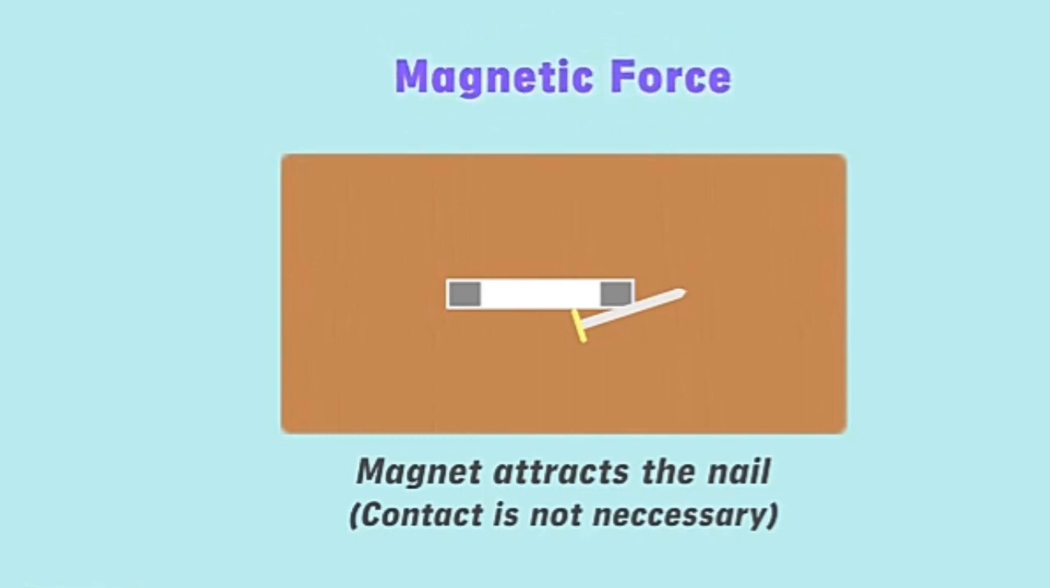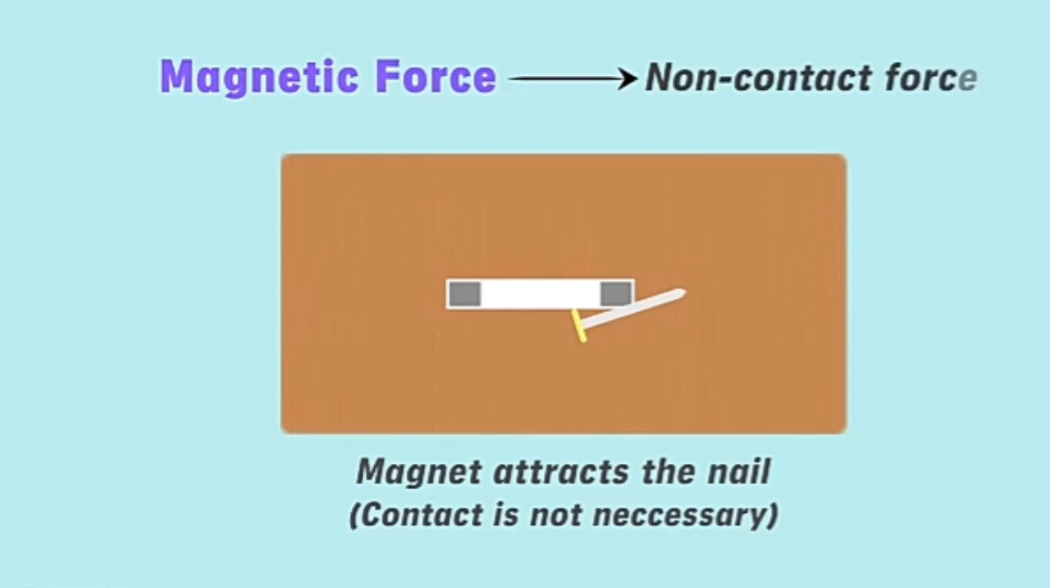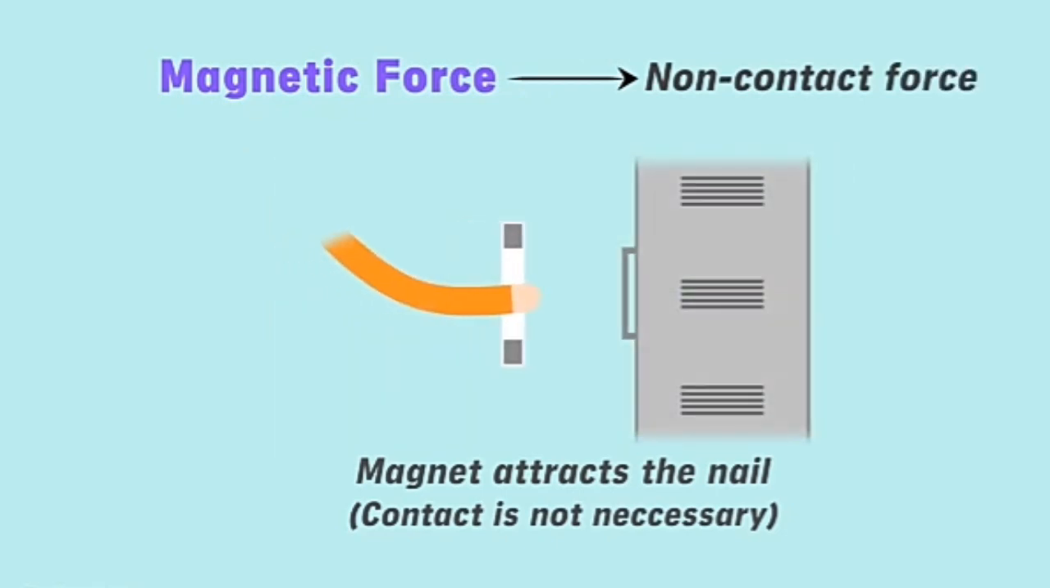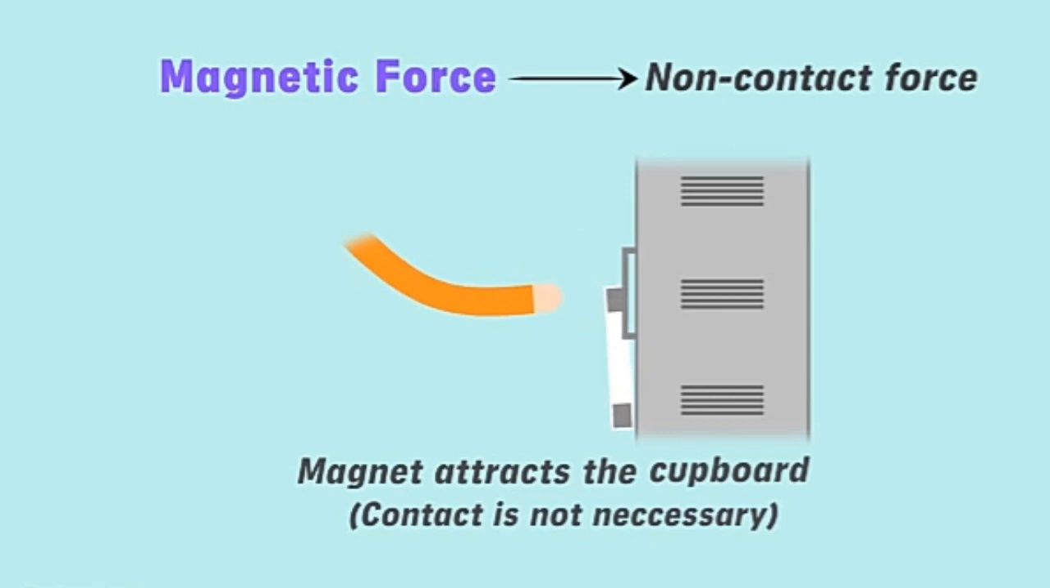That is magnetic force, which was not in contact with the iron nail. So this is an example of a non-contact force. Here contact is not necessary. Without contact, the nail got attracted to the magnet. In the same way, the magnet gets attracted to the cupboard, or the cupboard gets attracted to the magnet, with a non-contact force called magnetic force. Hence, the magnet attracted by the cupboard or the cupboard attracted by the magnet are non-contact forces.